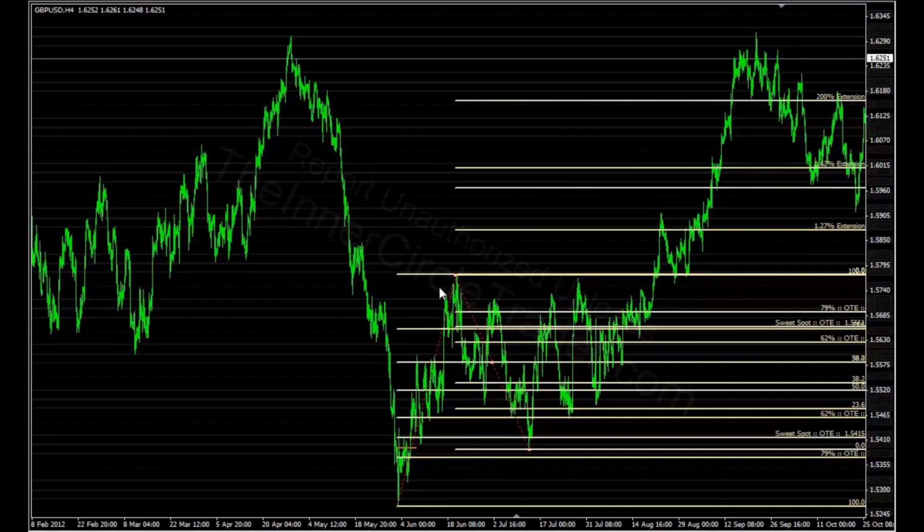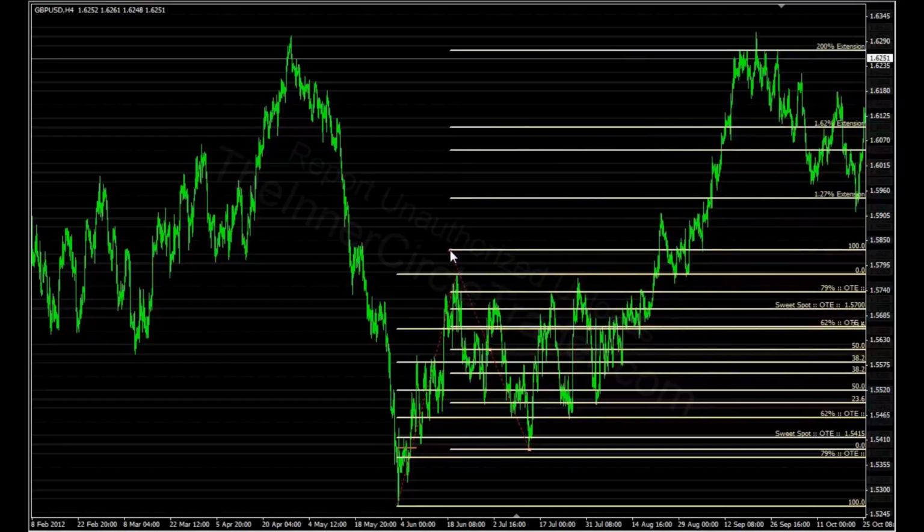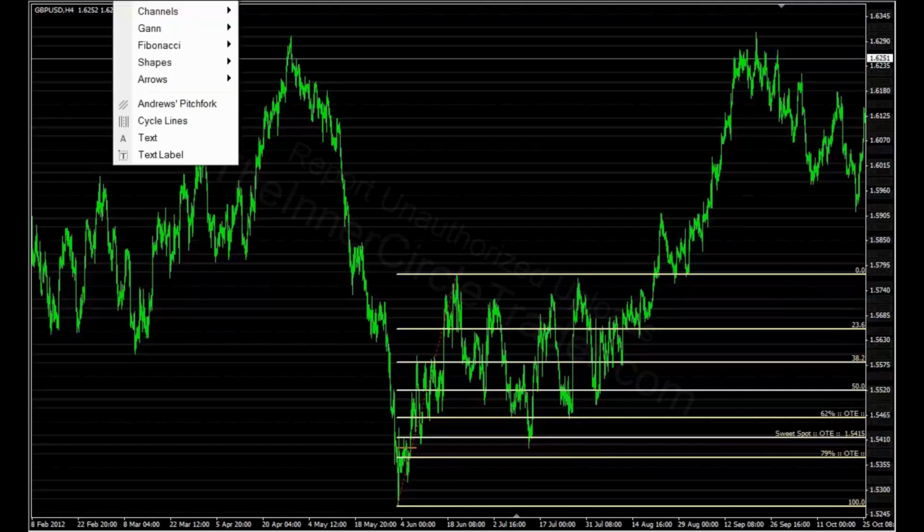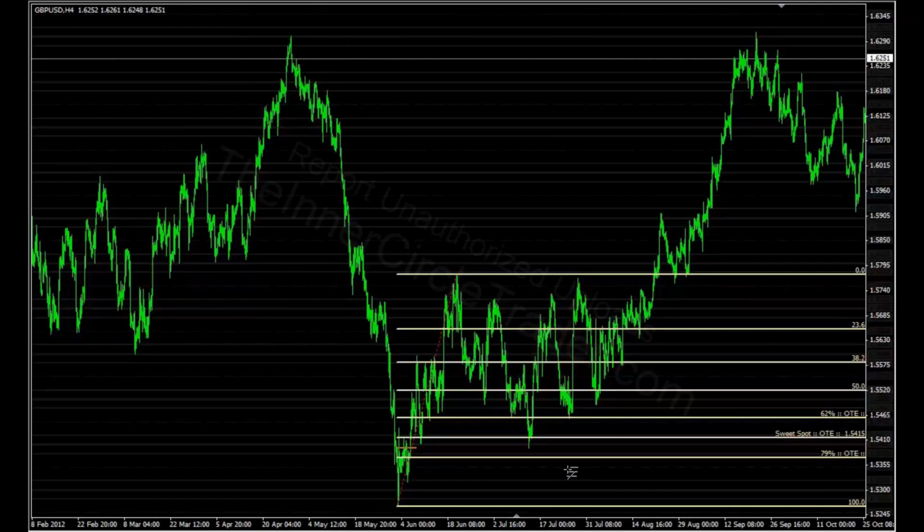Okay, if you utilize the expansion tool, you take the low that forms here and you apply it to here. Okay, and your 200 extensions up here. So you're looking for a really long-term profit objective that's way up there.